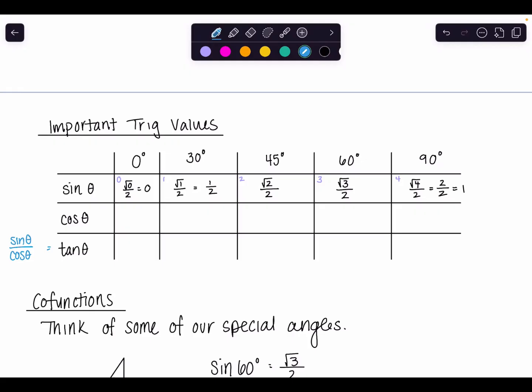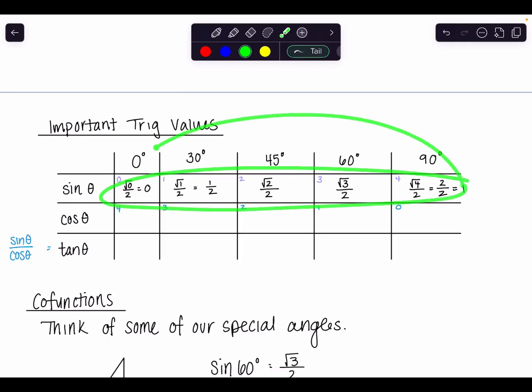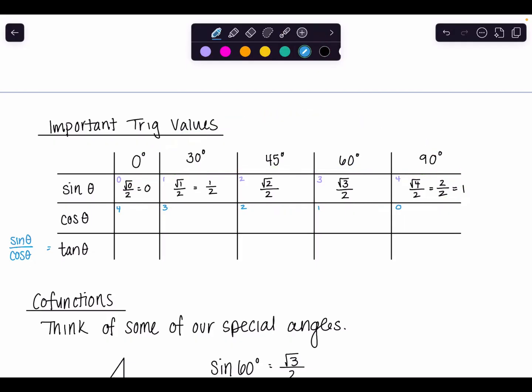To then figure out what cosine is, you do the opposite. You start at 4 and then increment it down to 0. So ultimately, you take this row and you just flip it around. So cosine of 0 is going to be 1. So this one comes here. Then this comes here, just the same as taking root 3 over 2. Cosine of 45 is root 2 over 2. Cosine of 60 degrees is 1/2. And then this ends up being 0.